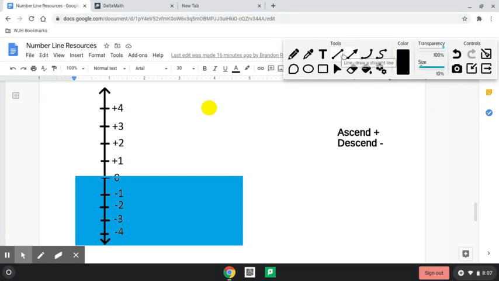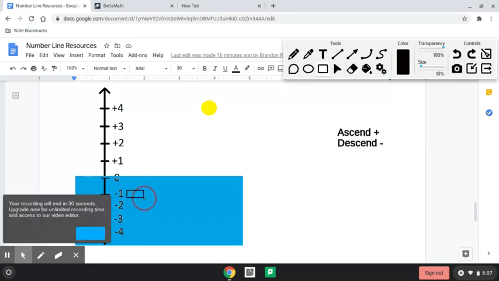So if a submarine, let's say it's a very square submarine, starts at sea level, which is 0, and then now it's going to go down 2 feet to here, and it's going to ascend 1 foot straight up to negative 1 feet above sea level. Then it's going to descend 2 more feet to negative 3 above sea level, or 3 below sea level.